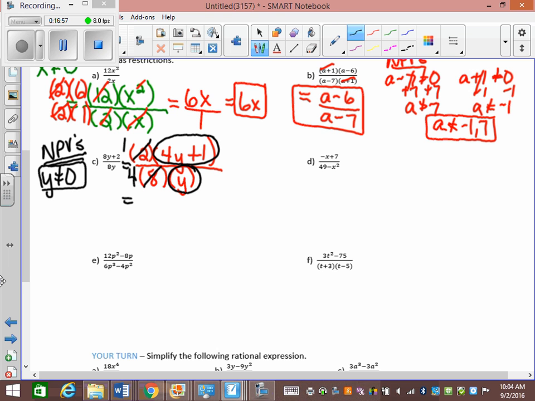So on the top, I'm left with 4y plus 1, and it's not going anywhere, because there is no 4y plus 1 on the bottom in the denominator. And this is going to be 4 and y. Could I go 4 and y in its own bracket? Absolutely. In the answer.